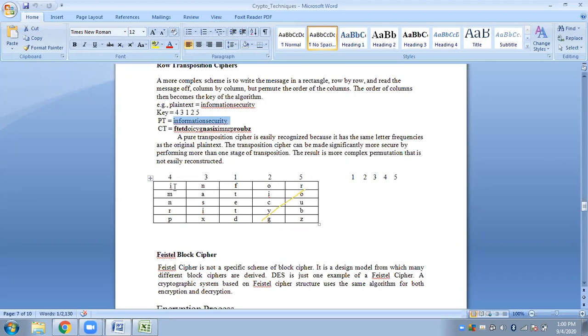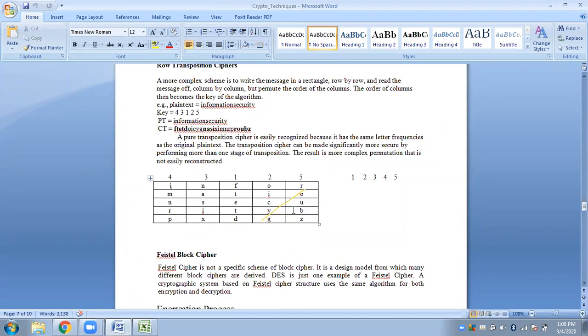Row wise, here I have filled in "information security" till the fourth row, fourth column. Till there, all my cells are filled up. Then I will be left with these blanks, this and this. So these will be blank. Then I have chosen a dummy alphabet.